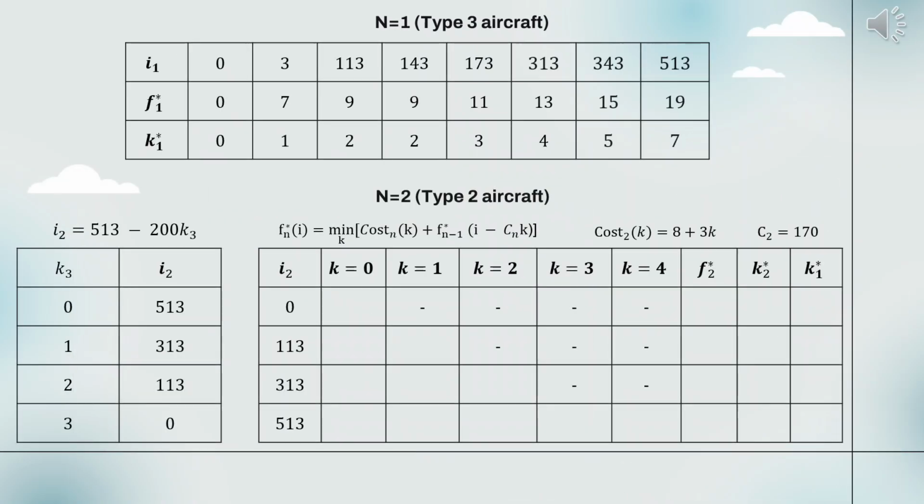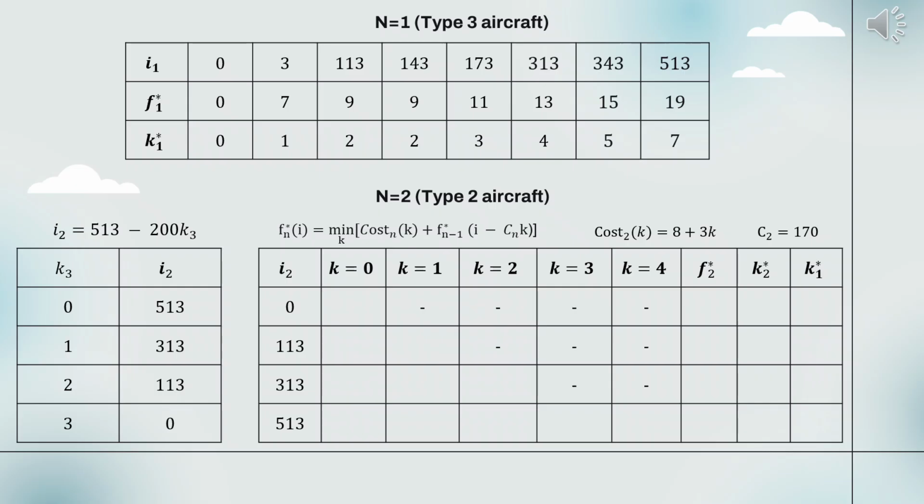We now reach the second stage, allocating the Type 2 fleet with a capacity of 170 passengers. Our approach in this stage utilizes the Bellman recursive equation. This equation helps us find the best decision, the optimal number of Type 2 aircraft, for any number of incoming passengers to this stage. First, let's look at the table on the left.